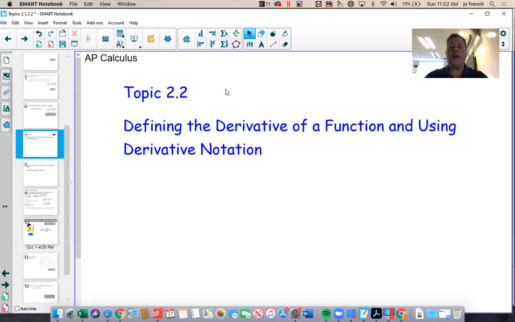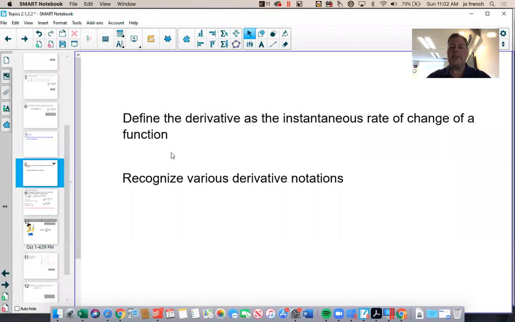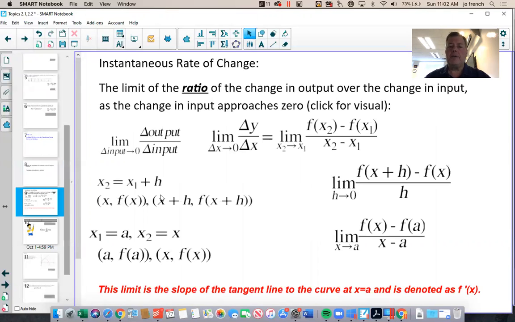And this is topic 2.2 of the AP Calculus curriculum, defining the derivative of a function and using derivative notation. So during this video, that's exactly what we're going to do. We're going to define the derivative as the instantaneous rate of change of a function. We're also going to recognize various derivative notations. How do we talk about a derivative without using a lot of cumbersome language?